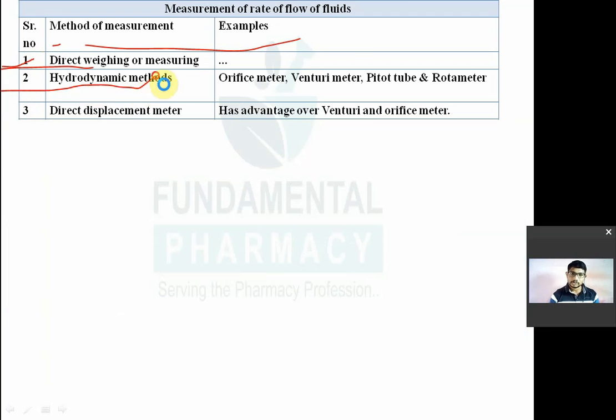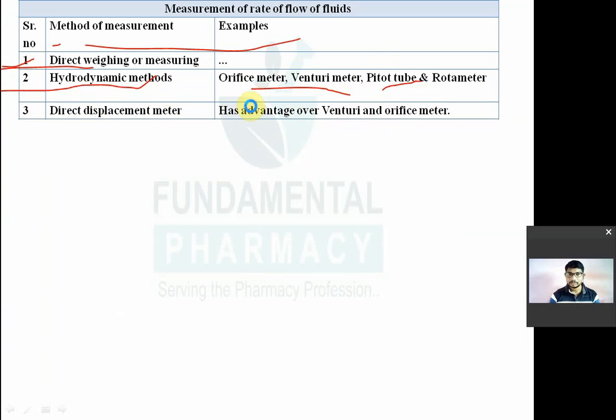So in that you use different kinds of meters: orifice meter, rotameter, venturimeter, etc. So orifice meter, venturimeter, Pitot tube and rotameter. These are the methods used for measuring the rate of flow in a hydrodynamic condition.